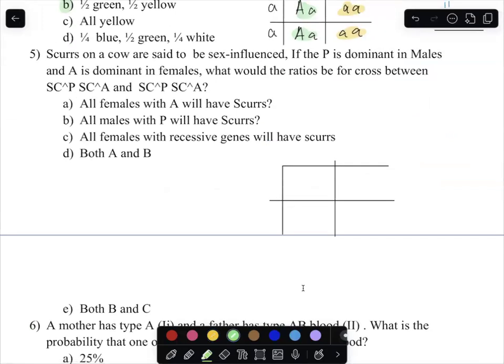Okay. Scurs on cows are said to be sex influenced. If P is dominant in males and A is dominant in females, what would the ratio be for a cross between those genotypes? So first we have two heterozygotes. So I'm just going to write them like this.